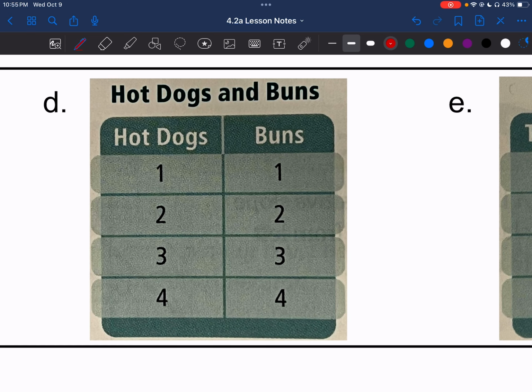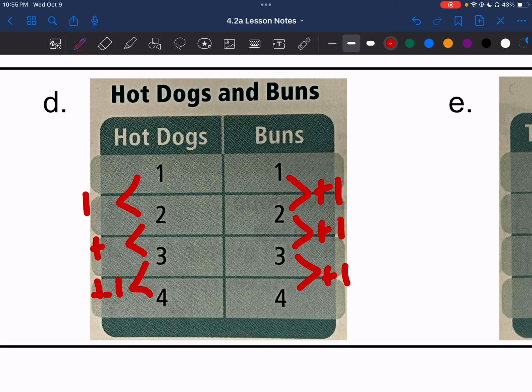So hot dogs and buns, we have an increase of 1 for each of our buns. And we have an increase of 1 for our hot dogs. So is this linear? Yes, it is linear. And my rate of change is 1 over 1, which is just 1.